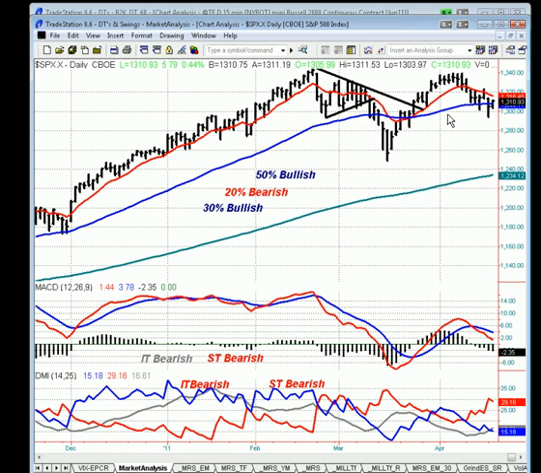short side. Having said that, should we get back above this high, Friday's high, 1322.88, we'll definitely be looking for a retest of 1340 and a potential completion of this inverted H&S setup. So we'll just be keeping an eye on that.